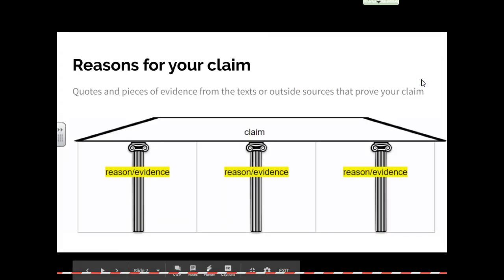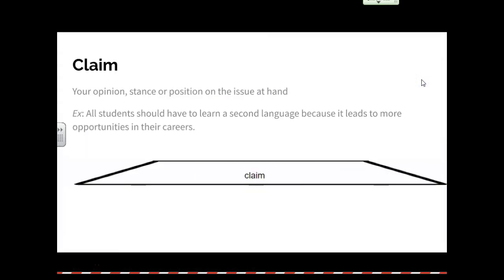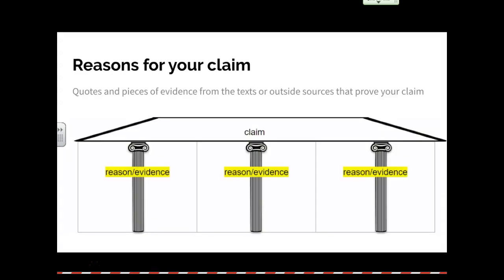Okay, so this is just review. Your claim is your opinion or stance on the issue at hand. Here's an example: all students should have to learn a second language because it leads to more opportunities in their career. Claim is basically like your roof over your head. It has to be supported by the reason and the evidence, right? I cannot make a claim about anything unless I have supported evidence.